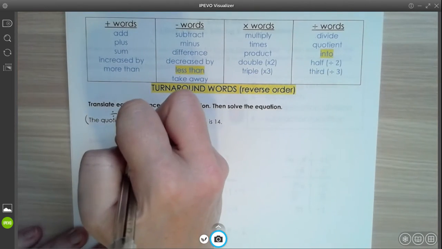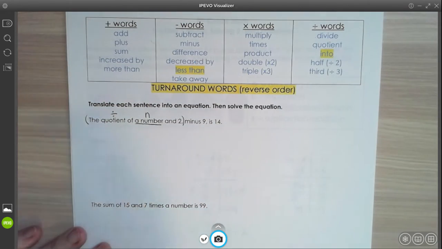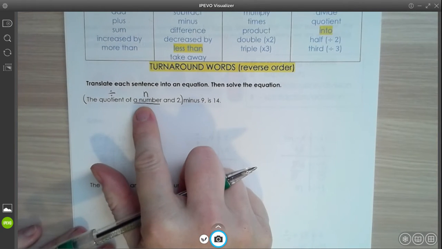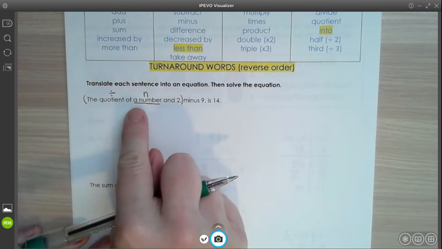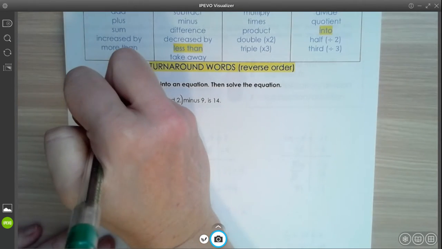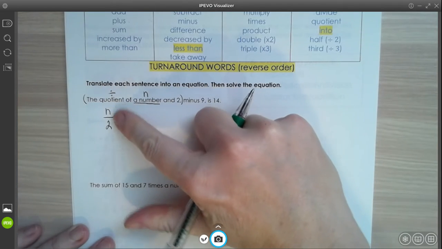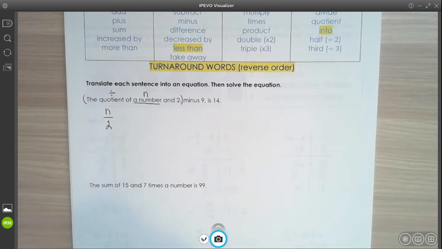When I see the words a number, we're going to use a variable. I'm just going to use n. You can use whatever variable you want. Just be careful with which ones might look like numbers, like S, L, O, B, or Z. So quotient of a number and 2 means I'm going to take the number and then divide it by 2. Okay, it's usually nice if we can write division this way. It's just a little bit easier to work with when we're solving.